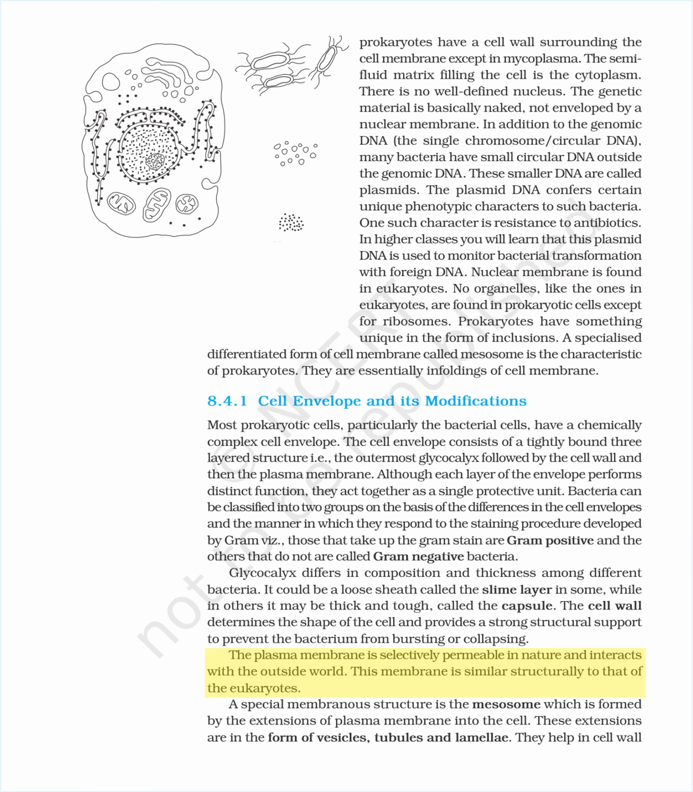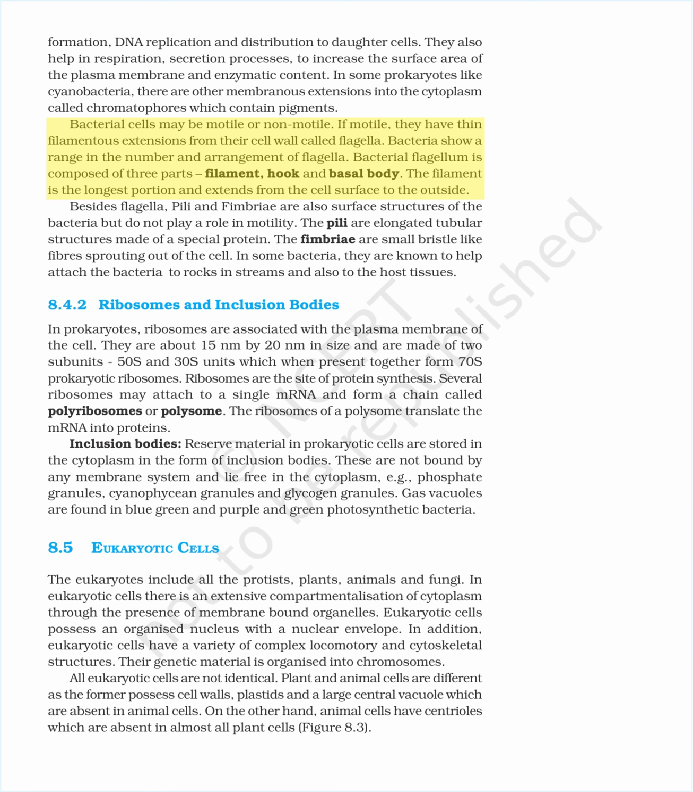Bacterial cells may be motile or non-motile. If motile, they have thin filamentous extensions from their cell wall called flagella. Bacteria show a range in the number and arrangement of flagella. Bacterial flagellum is composed of three parts: filament, hook, and basal body. The filament is the longest portion and extends from the cell surface to the outside.